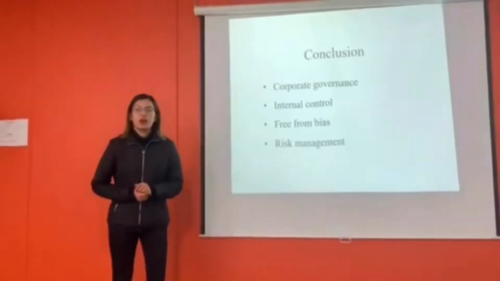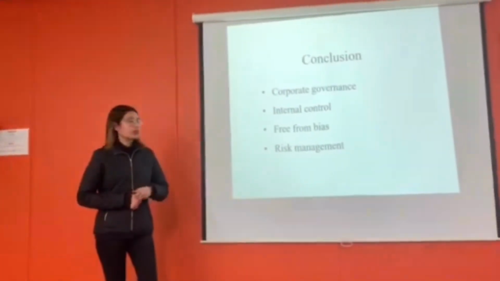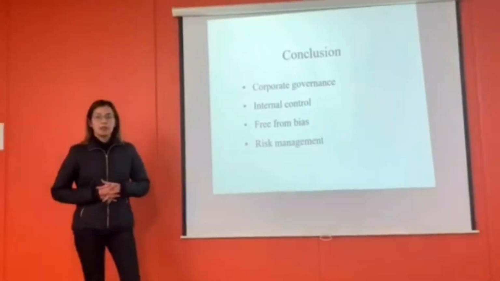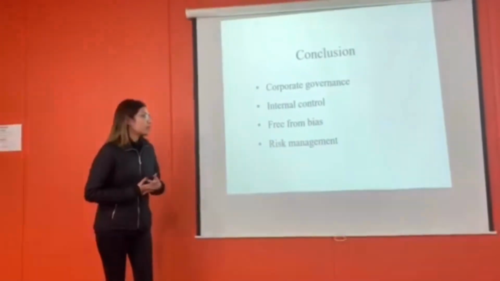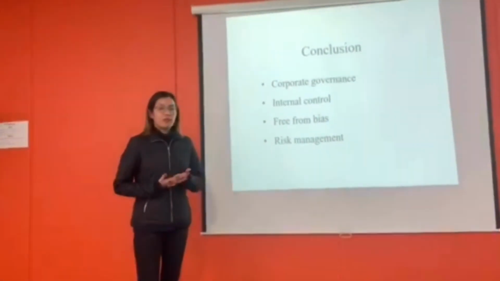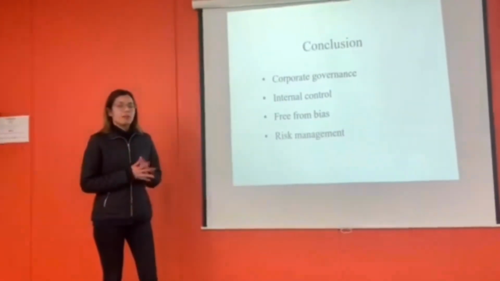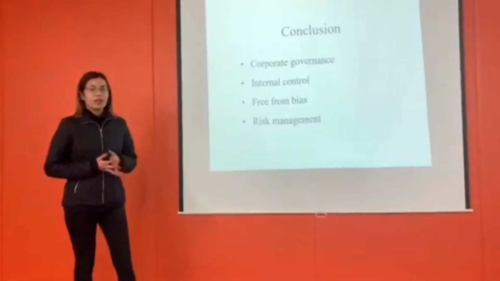So to sum it up, good corporate governance helps in making an effective internal control system and also helps in managing the risk of the company for the employees and the company, and also helps the members to get free from any kind of bias.